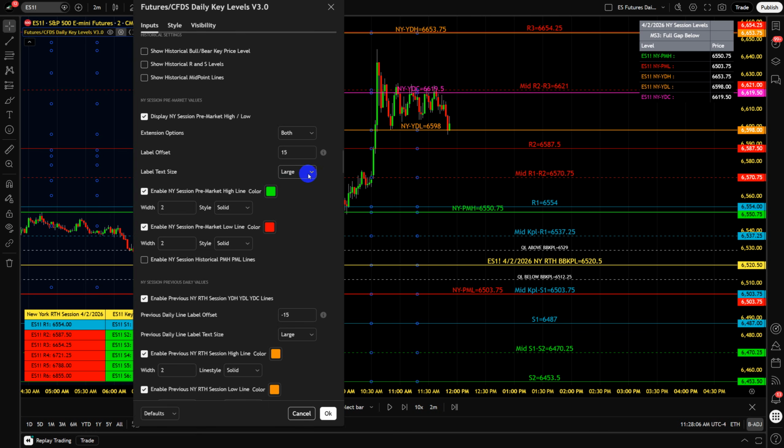And of course, we have the line label text size. It's now set to large. So for example, if you set it to normal, then it's going to look like that. So that's just up to you. Next, we have the width. Width is set to 2, like the BBKPL for all of the contextual levels. Then we have the default colors. You can change this as well as the line style if you prefer something else.